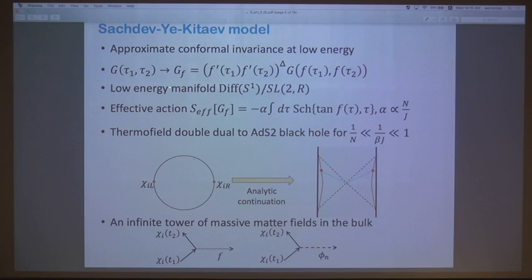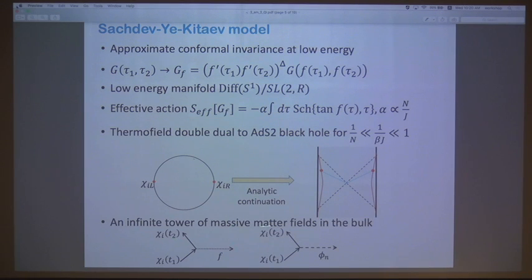And because of that, if you think about what are the low energy fluctuations in the system, it's actually given by all these time reparameterizations, quotient those that preserve the saddle point solution, which is SL(2,R). So you get this low energy manifold that's reparameterizations quotient SL(2,R), and that's described by exactly the same effective action as the Jackiw-Teitelboim gravity, the Schwarzian term. So in that sense, the low energy physics of this model is approximately dual to the JT gravity.